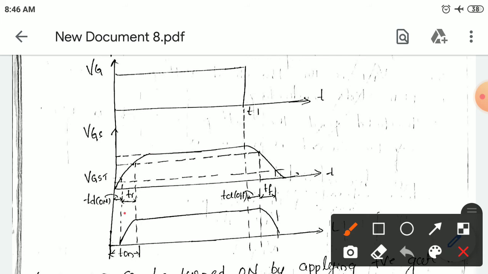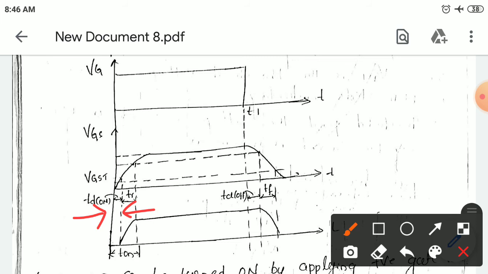So here you can see the first one, this is your td(on), which is called the delay time, the delay time of the MOSFET. That means the time taken to rise the voltage from 0 to its threshold value is called the delay time.